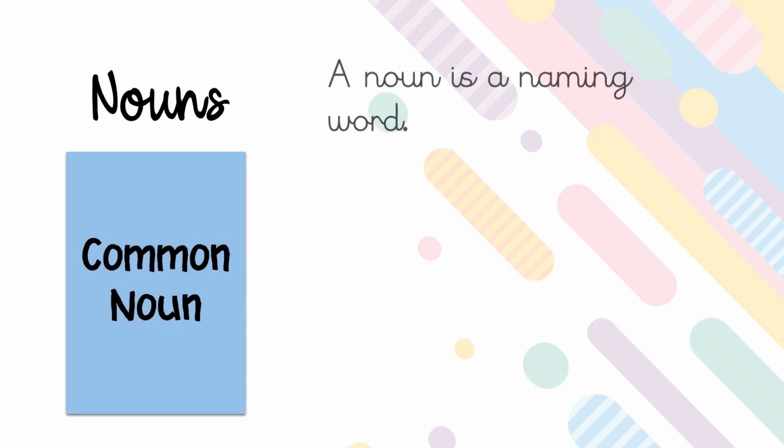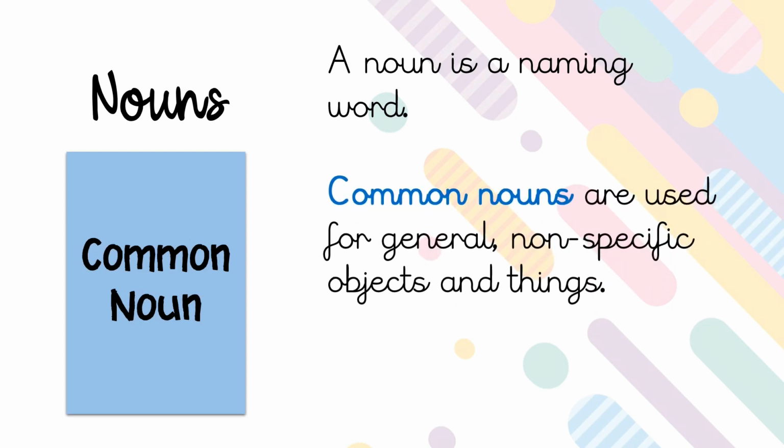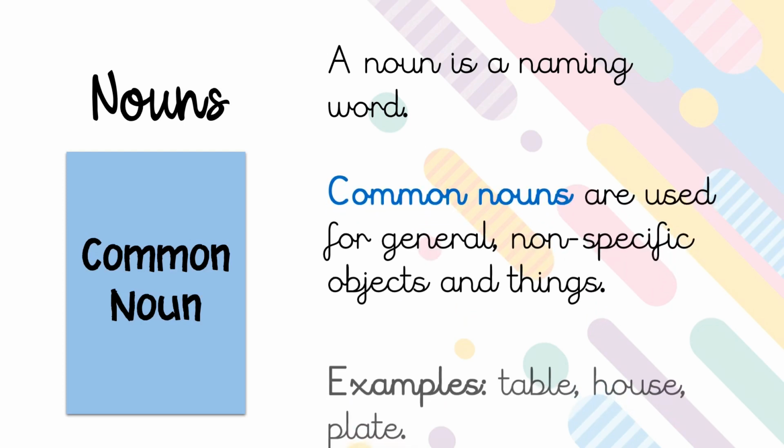The first type of noun that we have is what's called a common noun, and it's used to name something that is general and non-specific. So for example, it could be anything from table, chair, house, wall, pencil, book, anything that is not specific.